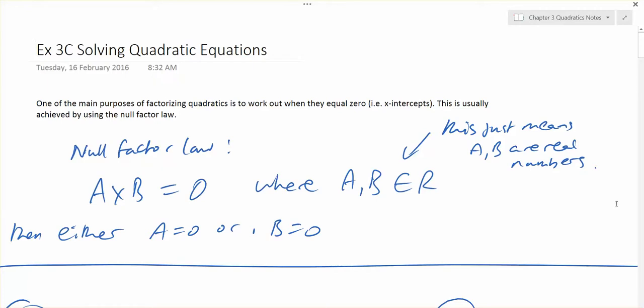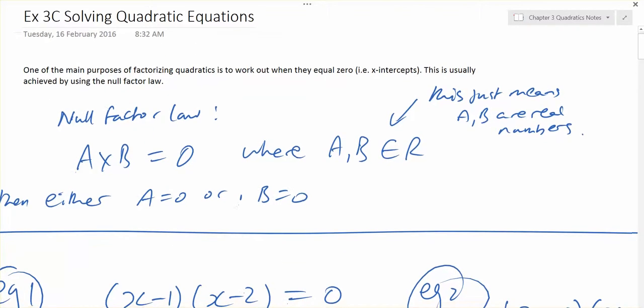The null factor law states that if we have a times b and that equals 0, then either a equals 0 or b equals 0, where a and b are real numbers. So you can think of, when we're solving quadratic equations and we set them equal to 0, that as trying to find the x-intercept. When you set y equals 0, that's where the 0 comes from.